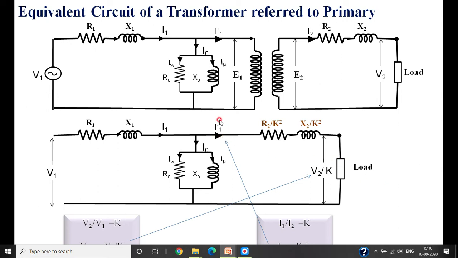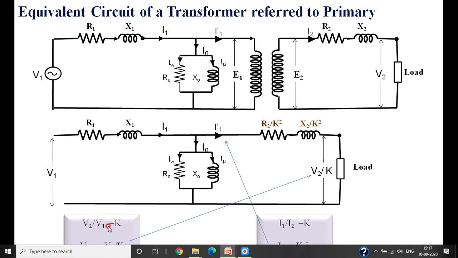Similarly, the current you can see here. What is the ratio? I1 by I2 is equal to K. V2 by V1 is equal to K is the transfer ratio. If you come to the current ratio, it is I1 by I2, that is equal to K. Then what am I interested in? This current I want to refer to the primary side. Therefore, how are we getting that? I2, that is I1. V2 by V1 is equal to K.